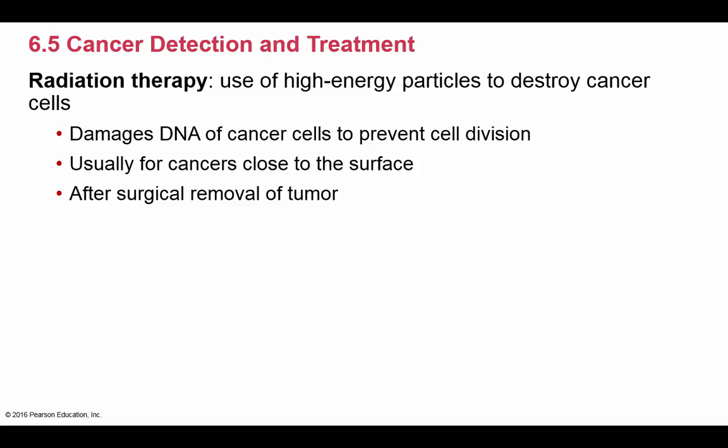Another form of treatment we hear of with cancer is radiation. Radiation just uses high energy particles to destroy cancer cells. And what it does is it damages the DNA of the cancer cells, which prevents them from dividing. It's usually for cancers that are close to the surface, and it usually occurs after surgical removal of the tumor. So what they would typically do is remove it and then do radiation to kill anything that may have been left behind.